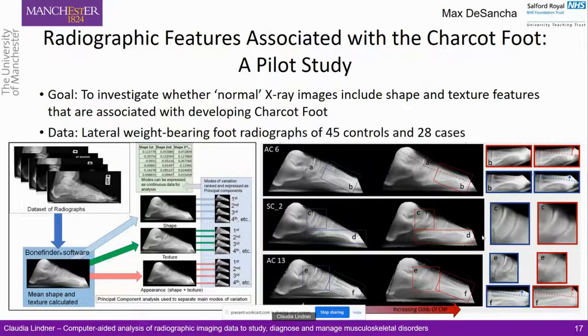Now, just a very quick comment on this one. This is very recent work by our PhD student Max Desenger in collaboration with Salford Royal NHS Foundation Trust. And here he's looking into whether images that are currently classified as looking normal in clinical practice contain any information that we're not currently seeing or measuring that might indicate whether patients might go on and develop a condition called Charcot foot. The very early results suggest that there is something in the images that the current clinical measurements are not capturing. So there's more information on that to come in the future as we get more results.